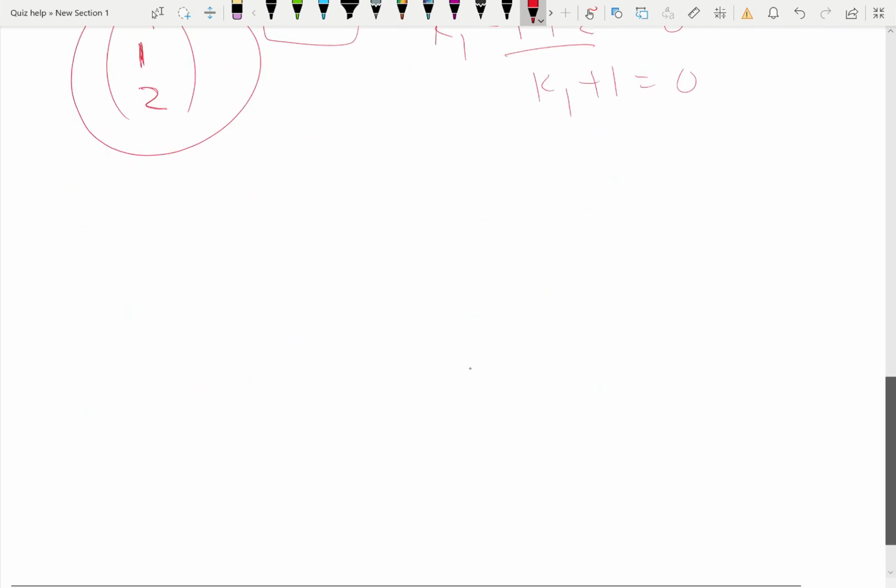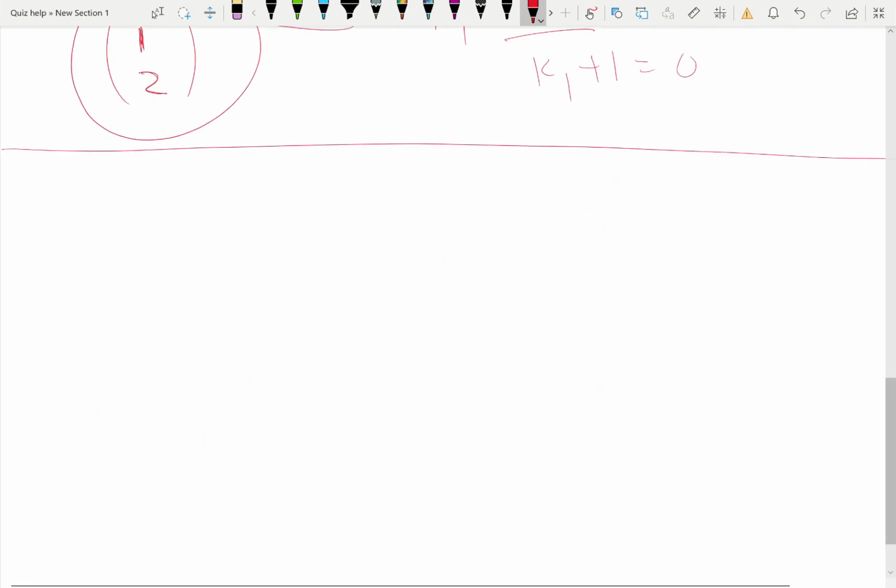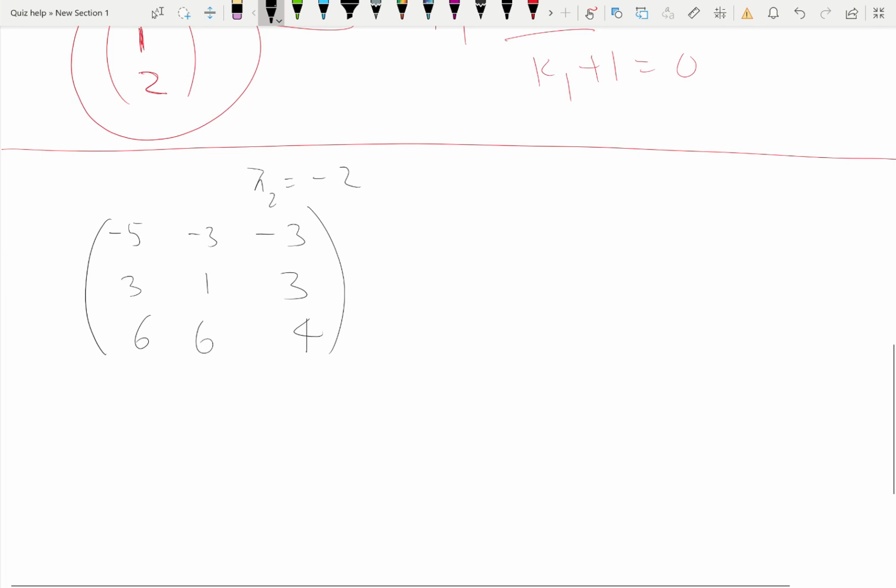Now we want to move on and find the eigenvector for the repeated eigenvalue. The repeated eigenvalue is negative 2, and let me write down the matrix A here very quickly. Negative 5, negative 3, negative 3, 3, 1, 3, 6, 6, 4. So this is the matrix. So let me confirm. Yes. Now we want to find the eigenvector for this repeated eigenvalue.